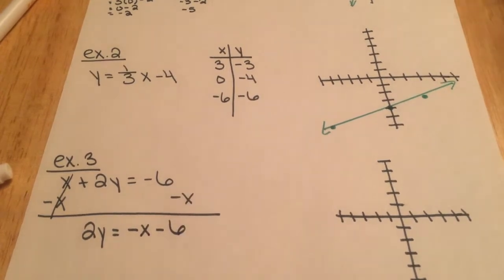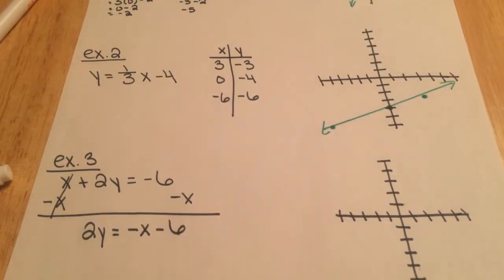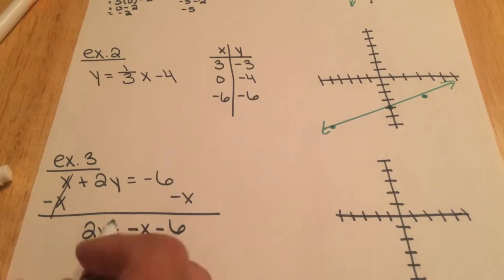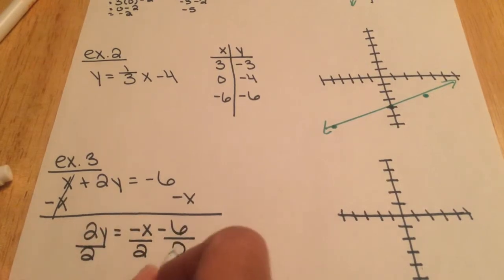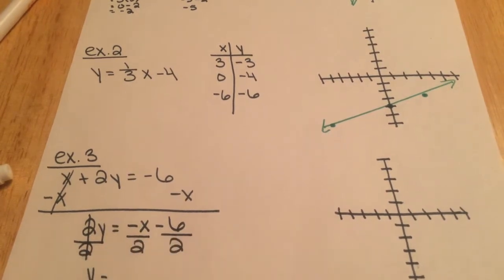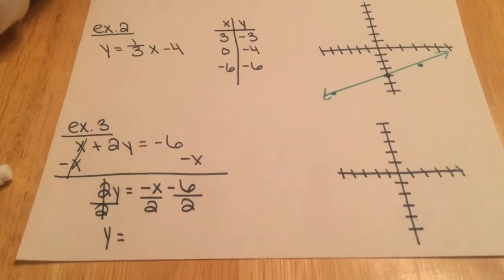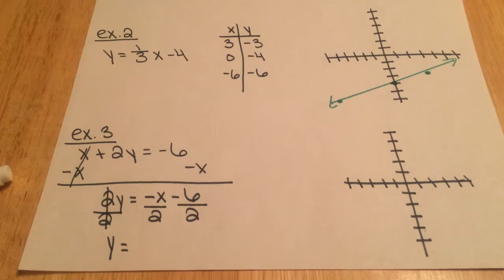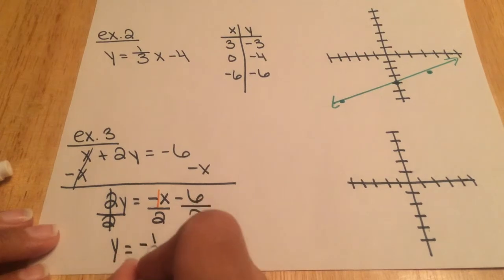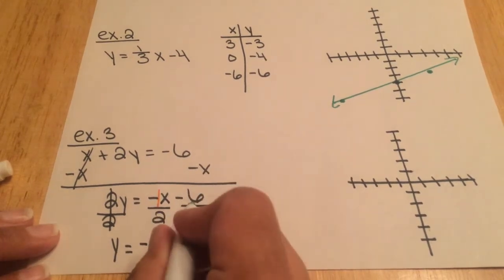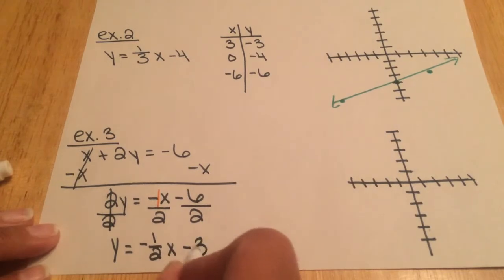I only wrote this this way because we like our x term first as we're working with slope-intercept form. It helps us make it a little bit easier to identify our slope. I do want my y isolated, so I'm going to divide everything by 2. The 2's are gone, so we're left with y equals, and we have to remember anytime we don't see a coefficient in front of our x, we know that's going to be that invisible 1. So this is actually going to be -1/2 x, and then 6 divided by 2 is 3. So -3.